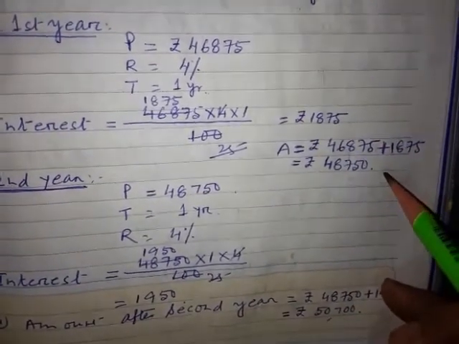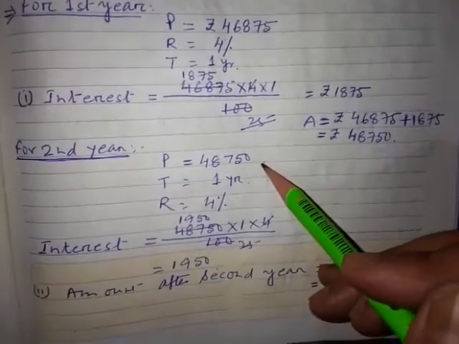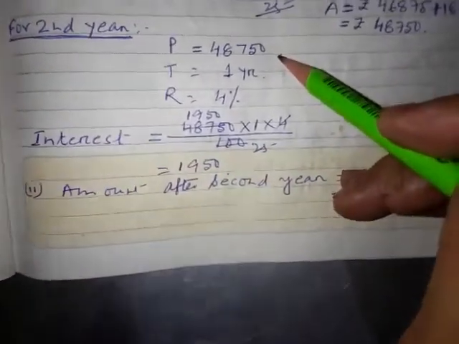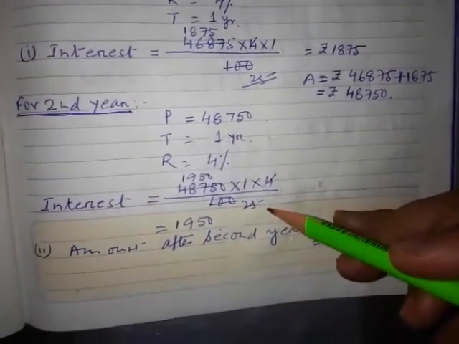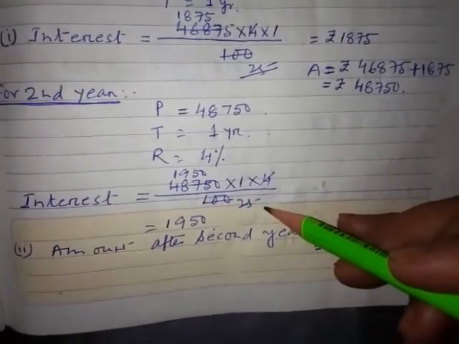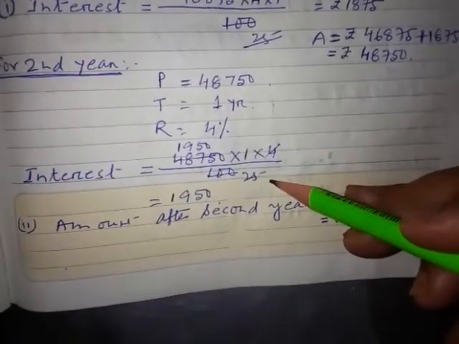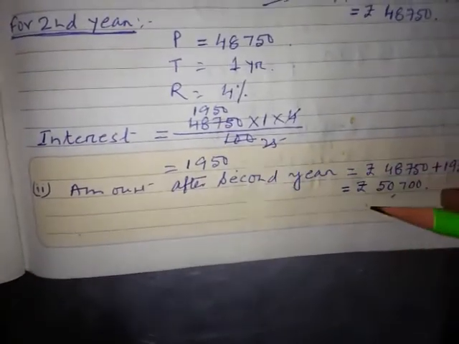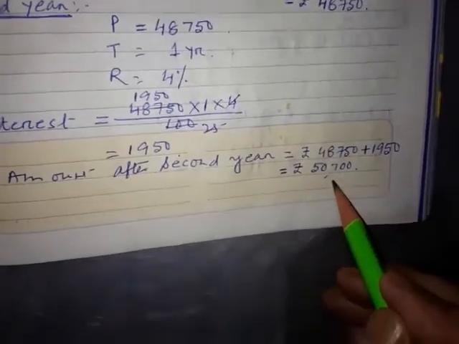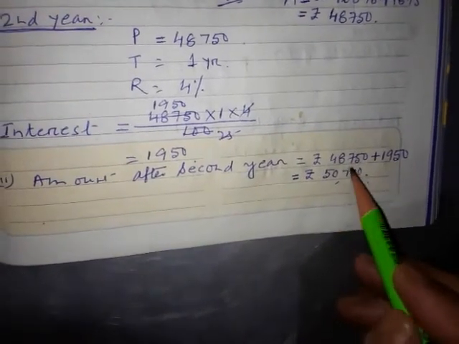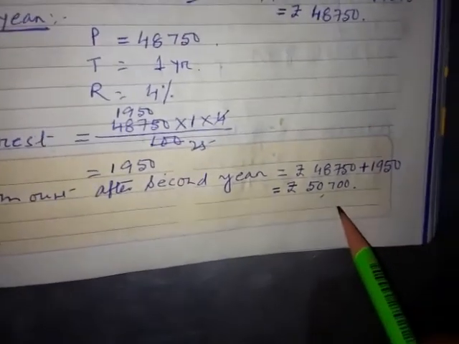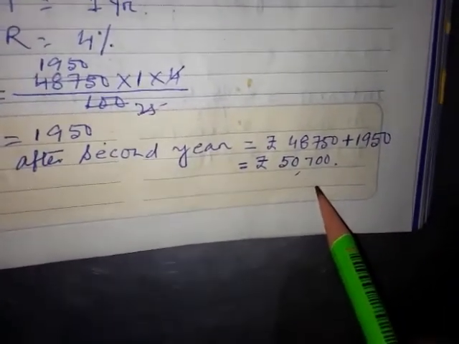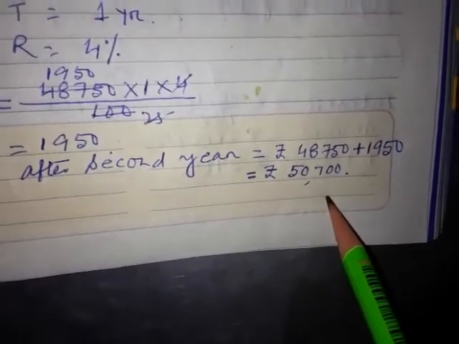You got the amount. The first year amount will be considered as the principal for the second year. Rate is the same, time is 1 year. Again you can calculate the interest with the same formula, P into R into T by 100. So you got the interest here. Then the amount after the second year is equal to the principal of the second year plus the interest of the second year. If you got it, will you be able to get the amount after the first year or second year or not? Okay. Now next we are going to calculate the third year.